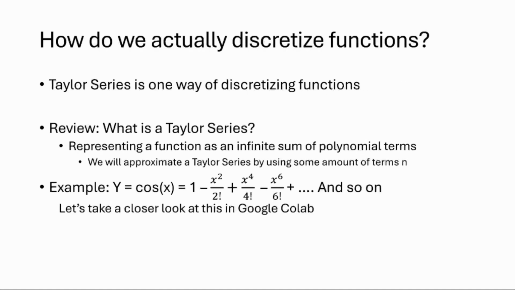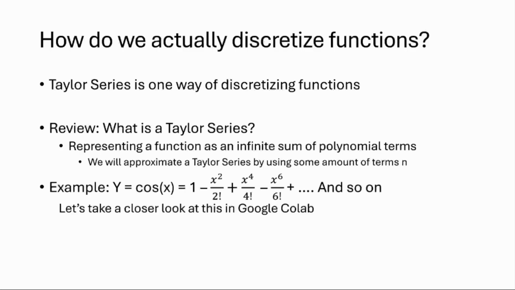So you might be wondering, how do we actually do this? Taylor series is one way of discretizing functions. You might have already learned it in other classes. We're going to go over that and use it here in Python to show how we actually do this. So, in case you forgot or you haven't learned yet, what is a Taylor series?